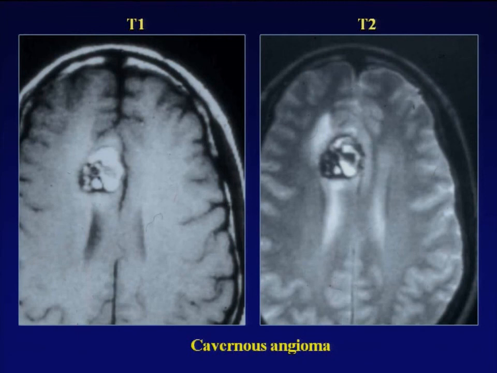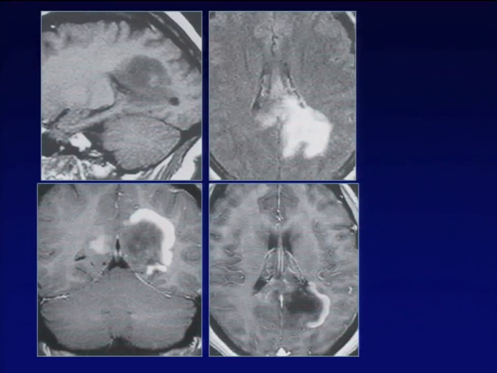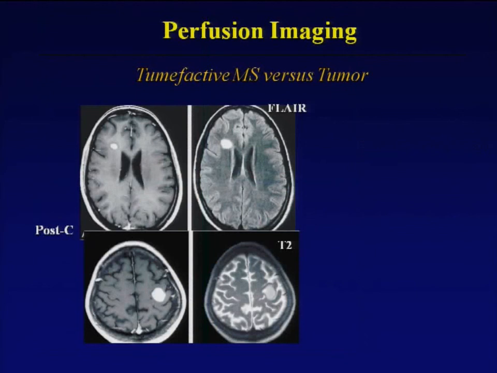This is a very impressive case, which at first gives the impression of a very malignant tumor, but it's not a tumor. It's this kind of tumefactive MS. Sometimes MS has very large space-occupying lesions, giving the appearance of a tumor. And of course, the new advanced imaging techniques, such as perfusion, are very helpful.